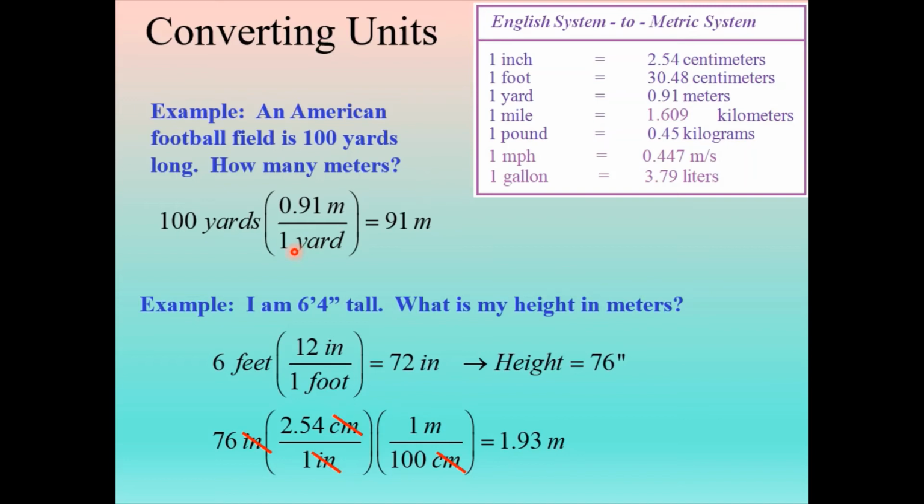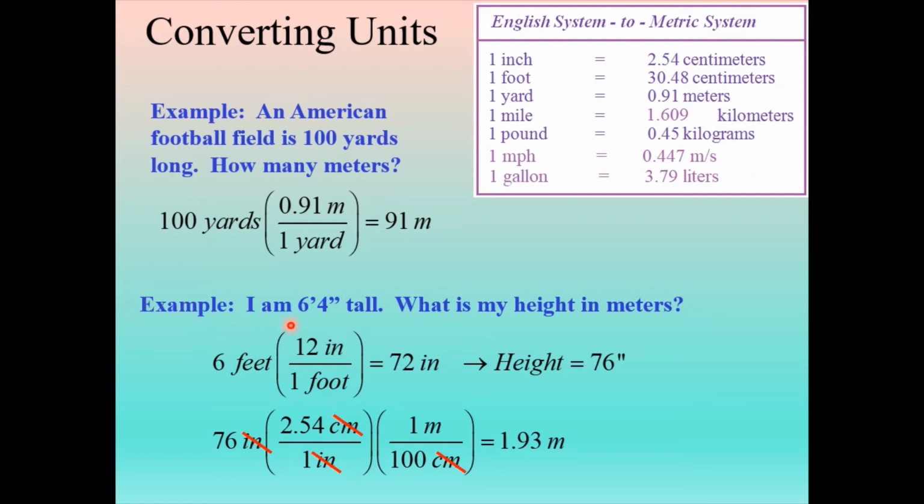So we put the yard on the bottom, because this yard has to cancel this yard. And we have the 0.91 meters on top. So we have 100 times 0.91, which you can do in your head, is 91 meters. One more example. This one just involves a couple of steps, which is sometimes the case.